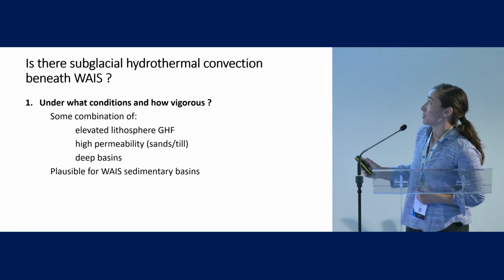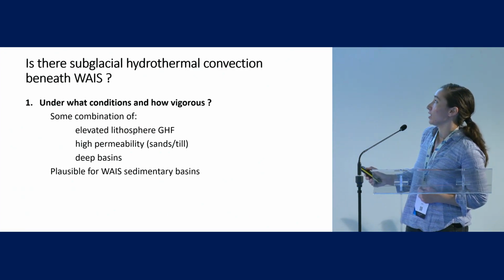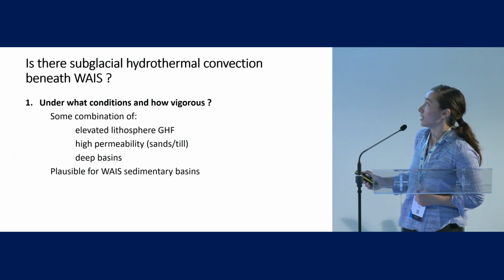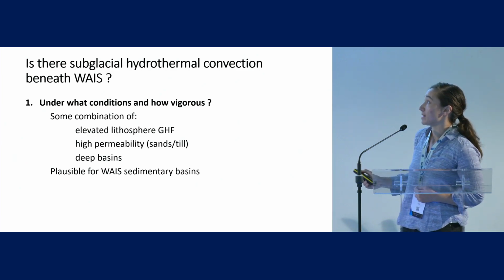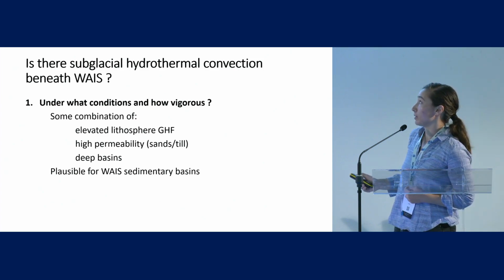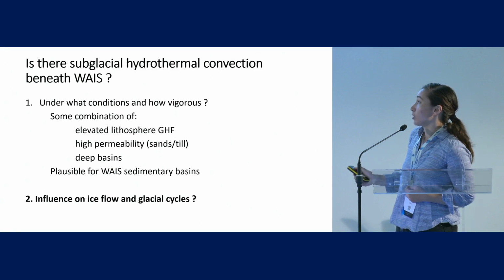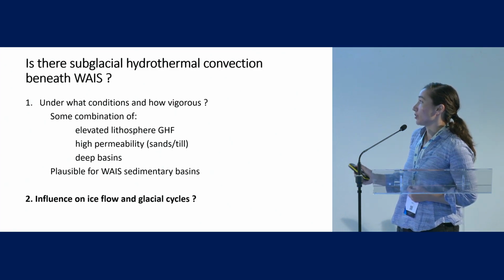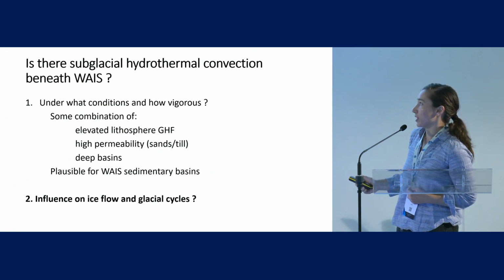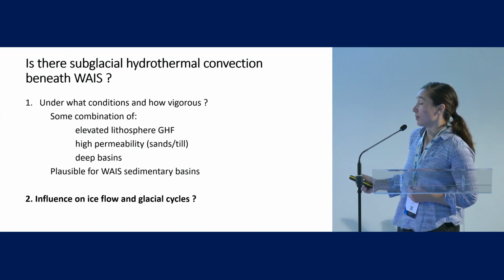Okay, so we've answered this first question, where it seems that if we have elevated heat flow and high permeability in deep basins, it would be plausible to have hydrothermal convection in West Antarctic sedimentary basins. And so now on to the second one, which would be: under hydrothermal convection, how would we influence ice flow?